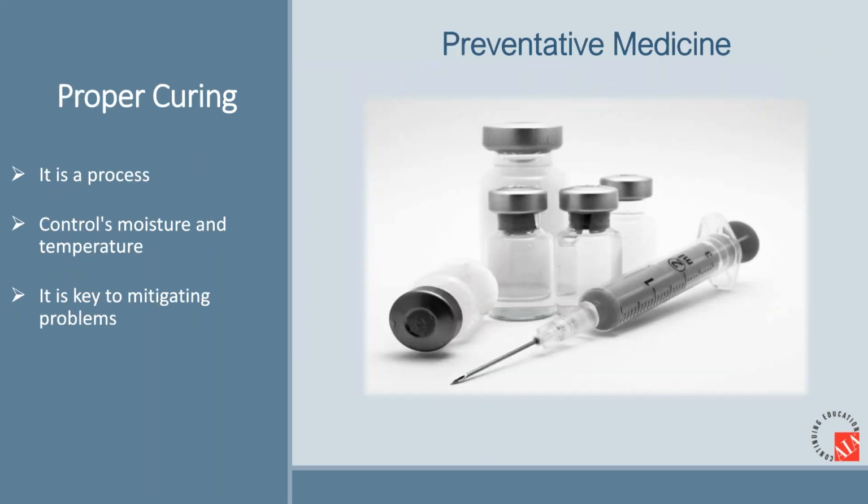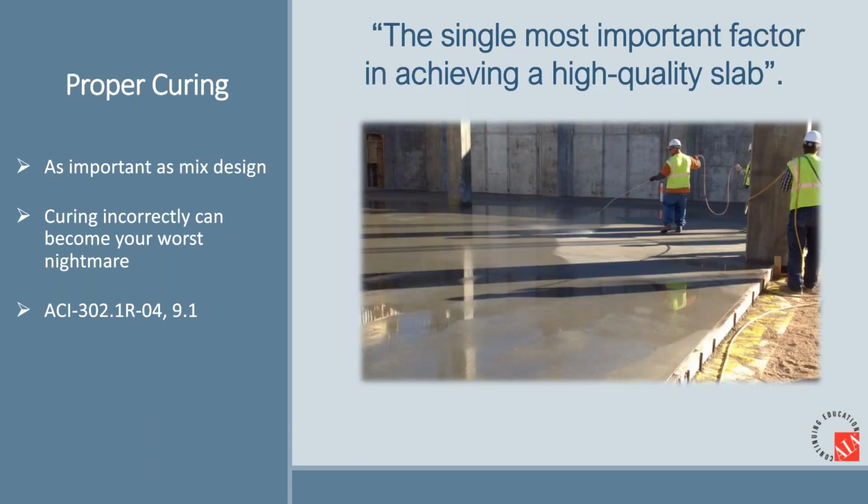And then now we get to our last step, curing. This is the proper way to prevent the problem from presenting. It's a process. We know that it's a chemical reaction. We have to control moisture and temperature. This last step is probably the most important thing that you can do to ensure that you're going to get what you need. As a matter of fact, the ACI 302 gives you this quote: it's the single most important factor in achieving a high quality slab. It is as important as water cement ratio in your mix design. And if you don't do this right, it's going to be your worst nightmare.